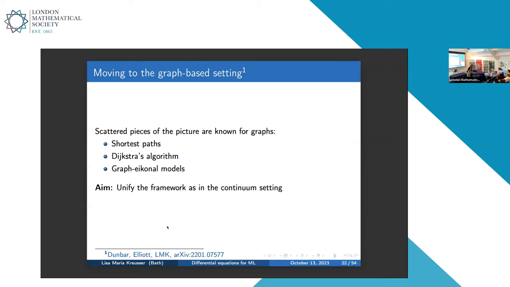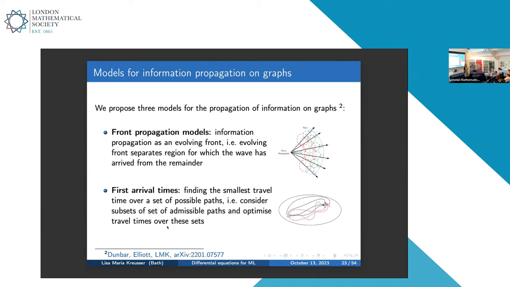And in fact, it turns out that similar to the continuum setting, we can come up with models in the graph-based setting as well. First of all, again, those front propagation models, where the idea was that we look at evolving wave fronts. We can, of course, express this in the continuum setting, but also if we have some underlying graphs, we can consider the appropriate discretizations. Then in the context of first arrival times, again, we can also look at all those possible paths between a starting point and an endpoint in the graph-based setting, where again, as in the continuum setting, the idea is to find the smallest travel time over the set of all possible paths.